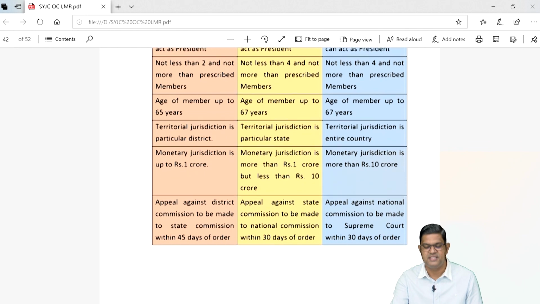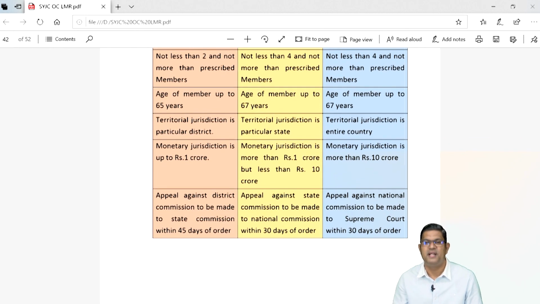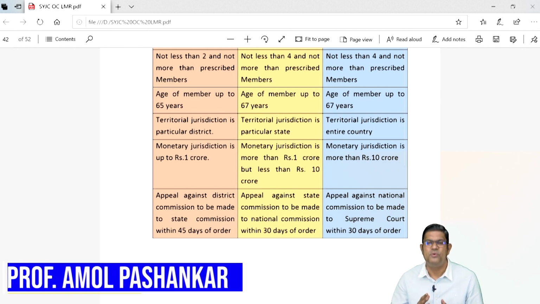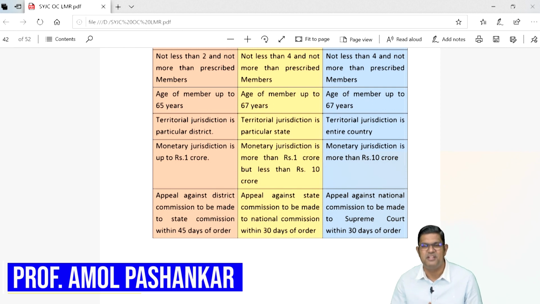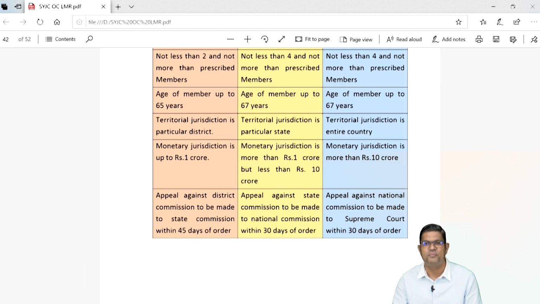So with this, guys, we have finished off with the distinction between, you can say, the 3 levels of consumer dispute redressal agencies. And with this, we have also finished off our chapter called consumer protection.